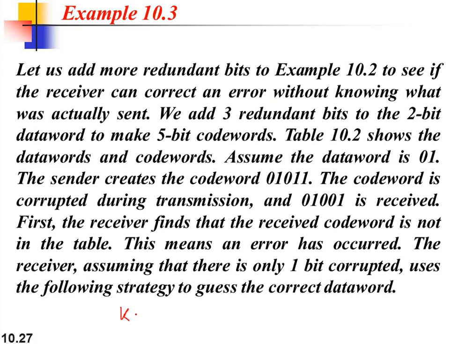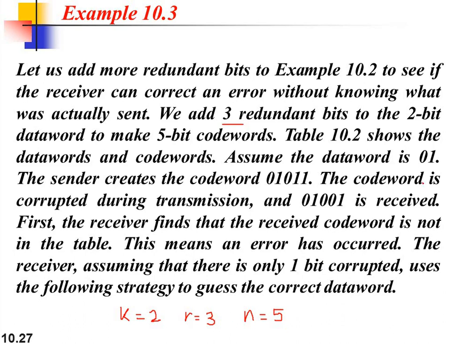Let k is equal to 2, but r is equal to 3. Now the redundant bits are increased. So these three redundant bits are added, so n is equal to k plus r, which becomes equal to 5. Previously we tried to transmit only n equal to 3. Now the redundant bits are increased by two.